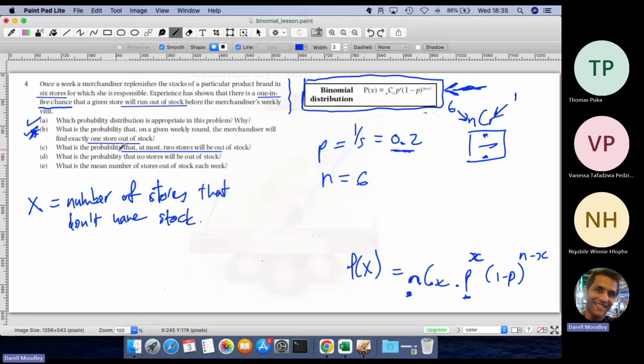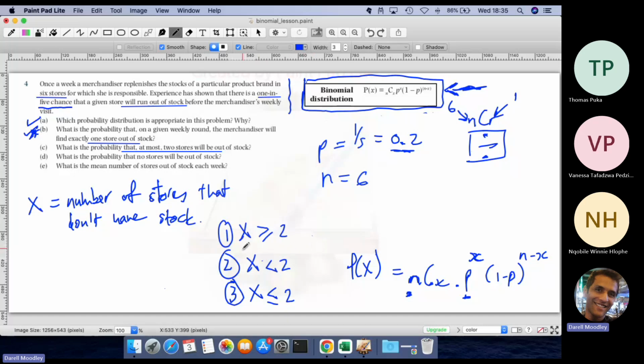Okay, so if you read question C, it says, what is the probability that at most 2 stores will be out of stock? So if I had to write that mathematically, at most 2 stores, would that be this? Would it be option 1, X greater than or equal to 2? Would it be option 2, X less than 2? Or would it be option 3, X less than or equal to 2? So those are your 3 options. Which of these options, 1, 2, 3, describes question C?